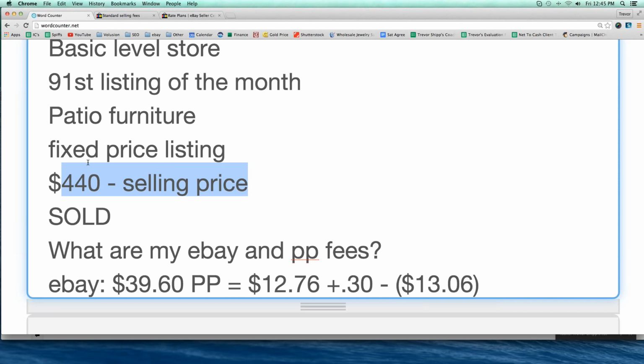Now, it's fairly substantial on higher priced items, right? I mean, you saw that right here. You sell something for $440. We had nearly $40 going out the door to eBay, another $12 to PayPal. Like that it ends up really adding up, and that's why we like to make sure you guys are really good on these fees.